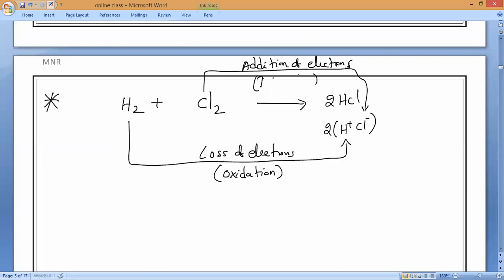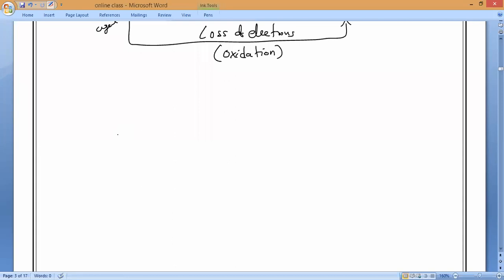Now, who is the oxidizing agent and who is the reducing agent? Chlorine is the oxidizing agent. Hydrogen is called the reducing agent. Yes, very good.